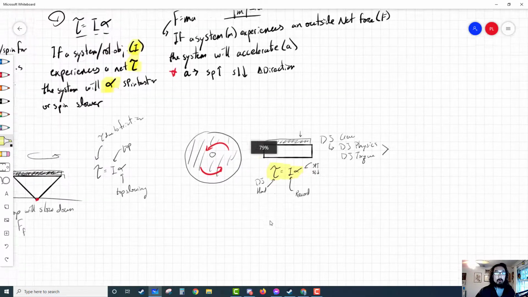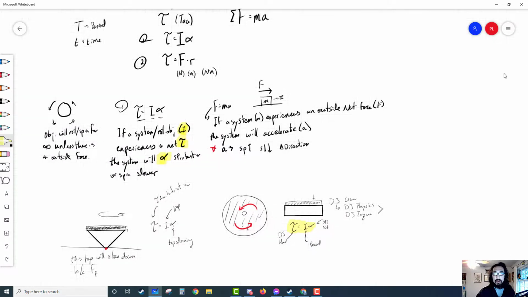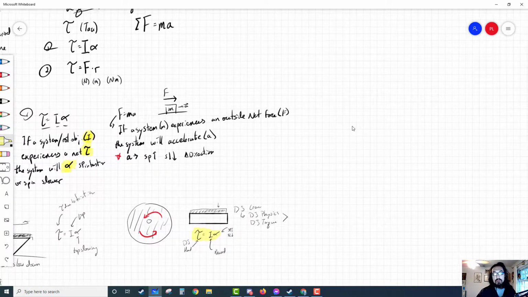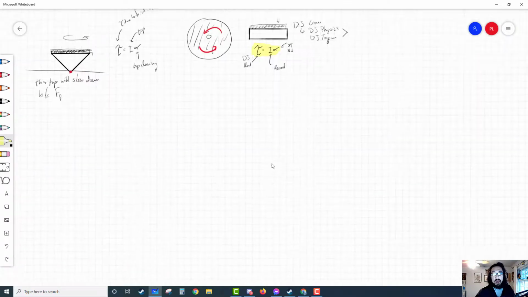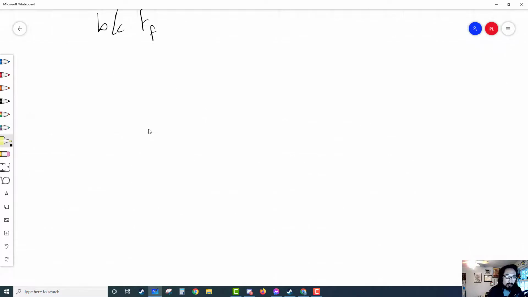Now, what about the other version? Equation number 2, torque is equal to force times the radius. So let's take a look at that. Now, this one, I'll show you different instances here. So we have torque is equal to the force times the radius. When we're taking a look at this, you'll notice that there is no rotational acceleration. So we're not looking to find the rotational acceleration here.